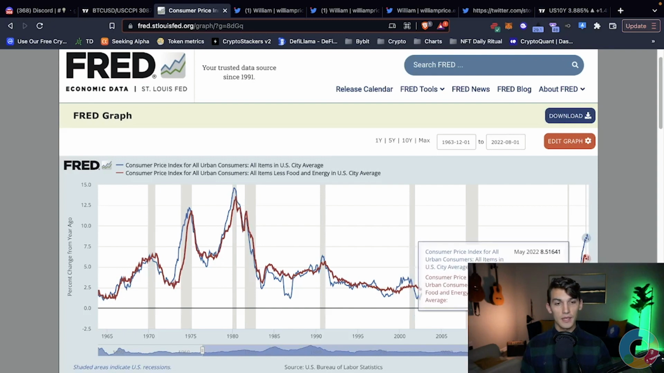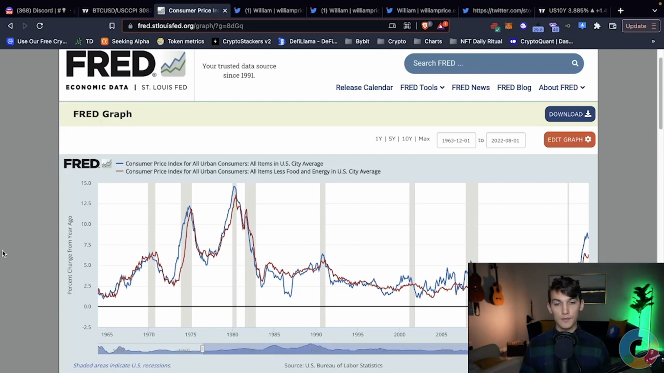The headline CPI, it's called the headline CPI for a reason. It's the one that makes headlines, right? It's the one that people talk about. It's the one that the media covers. So the difference between core CPI and headline CPI is that core CPI doesn't include commodities.